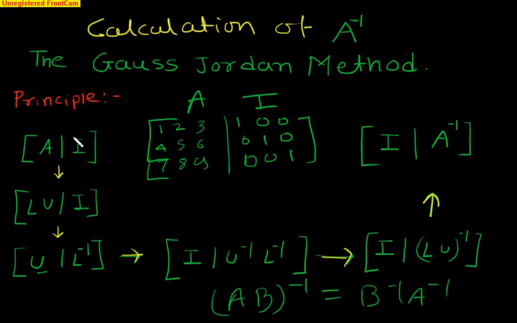This I will get converted to A inverse automatically when you reduce the matrix A to the identity matrix. You will see. Just we will start with the example.